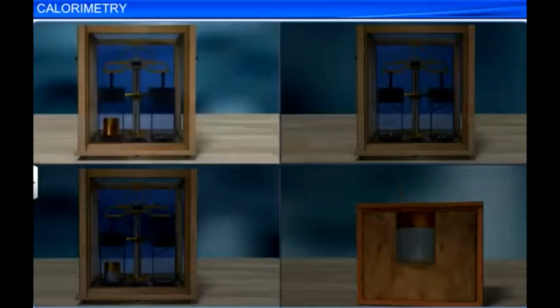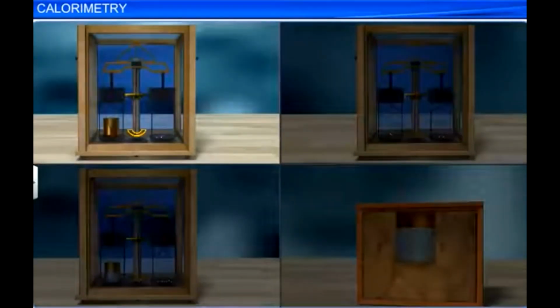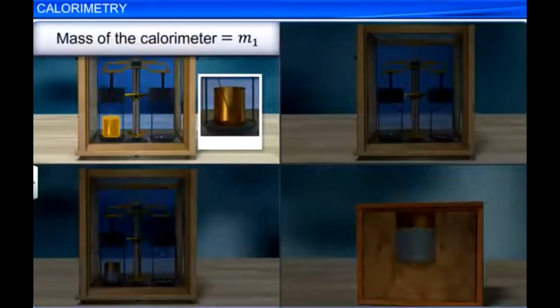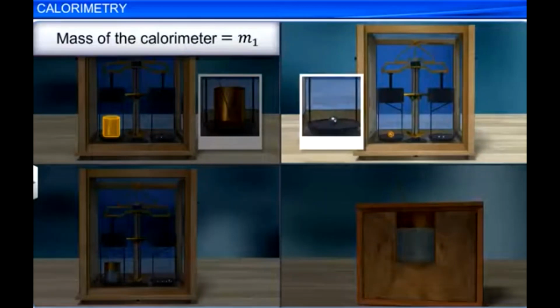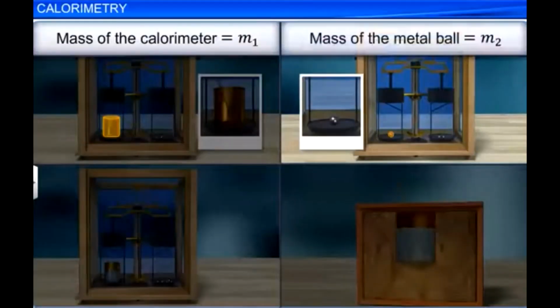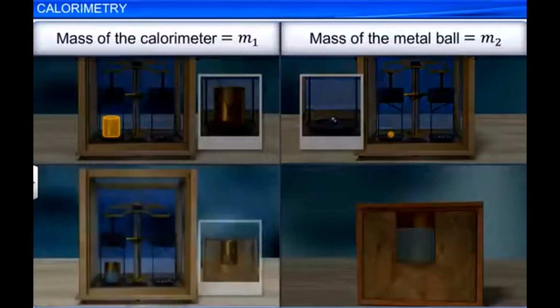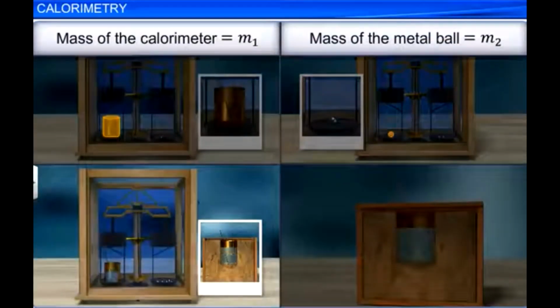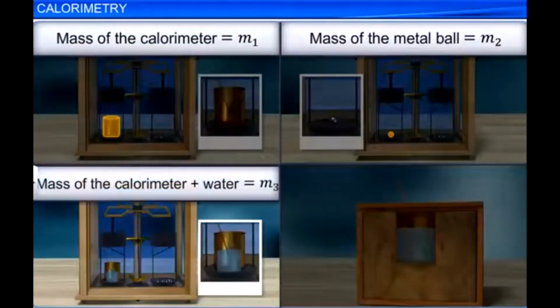First, the calorimeter with stirrer is weighed using a physical balance. Let its mass be m1. We now weigh the material used in the activity, that is, the metal ball. Let its mass be m2. Pour sufficient water into the calorimeter. And then the mass of the calorimeter and water is found to be m3. Then the mass of the water is equal to m3 minus m1.